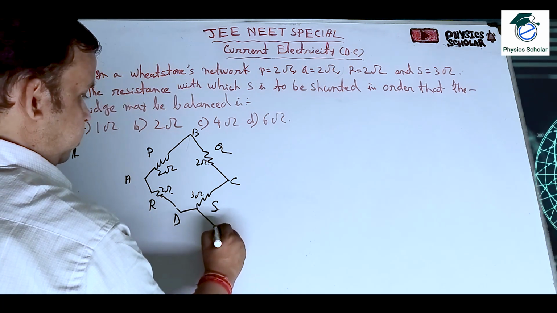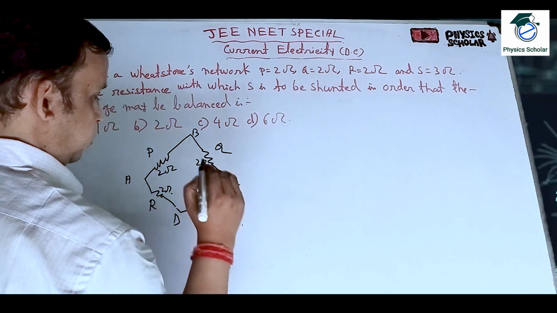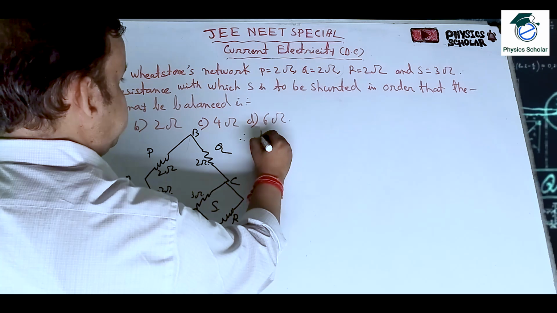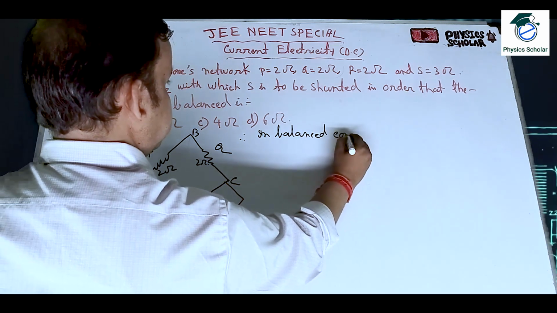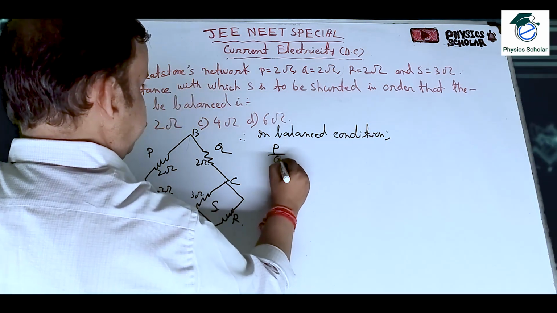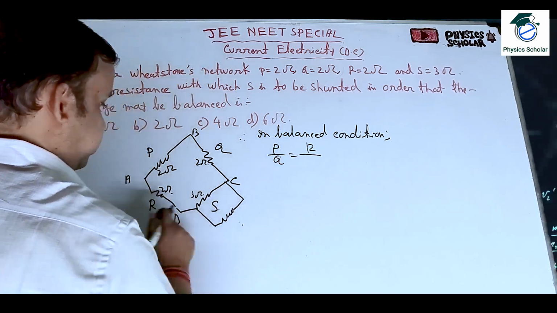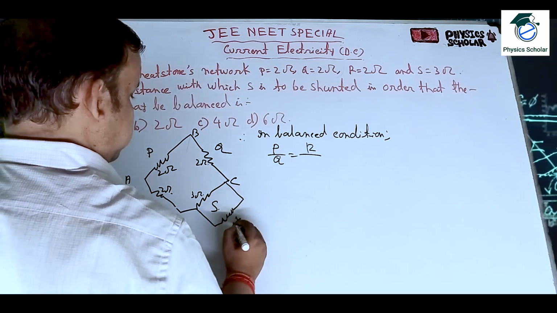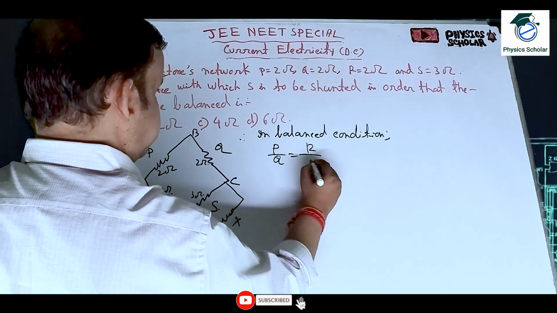Now we are adding a shunt with it. Let the value of the shunt be X. Clear? So what do we know in the balance condition? In the balance condition, P by Q is equal to R by S. It is not R because R is given, so we are writing here X. Okay, so the equivalent of this, suppose it is S dash.